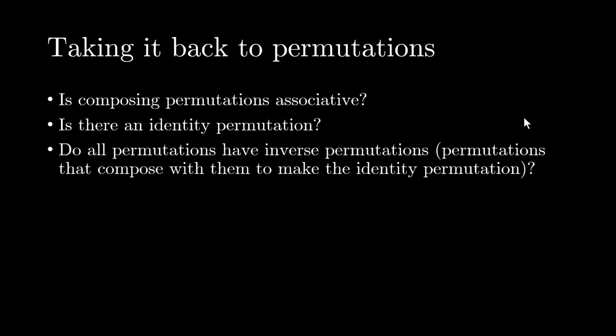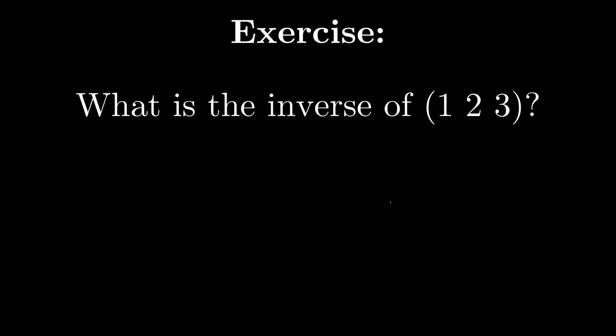Do all permutations have inverse permutations? Again, from MAT 102, we know that all bijective functions are invertible, and the inverse of a bijection is itself a bijection. So the inverse of a permutation is again a permutation. So the answer to all of these questions is yes. And so we have the 3 ingredients: associativity, identity, and invertibility that allow us to do algebra. So here's a question for you. What is the inverse of this cycle, 1, 2, 3?